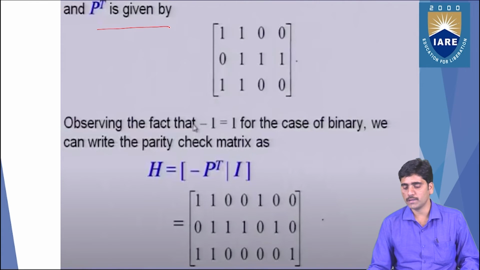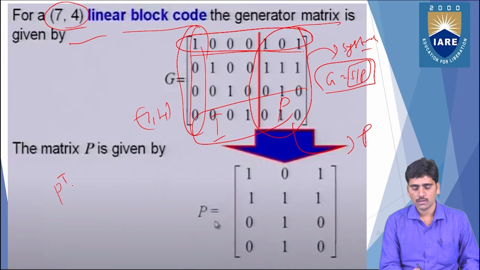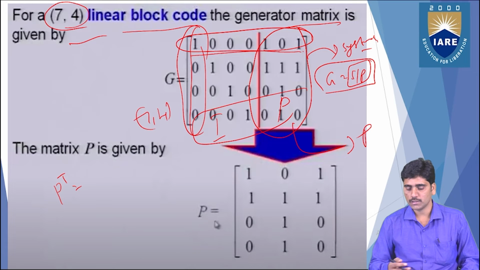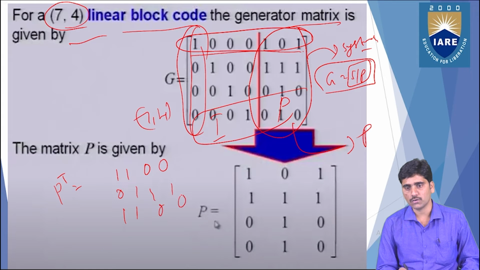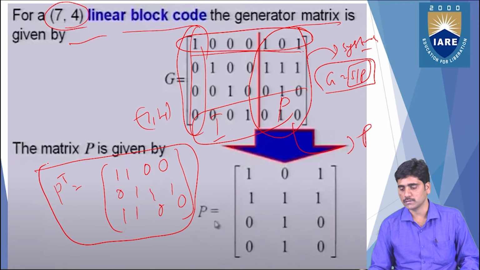So from this P value, what is the value of P transpose? Transpose is nothing but we can interchange the rows and columns. So see, 1 1 0 0, and 0 1 1 1, and 1 1 0 0. So this is the P transpose matrix.